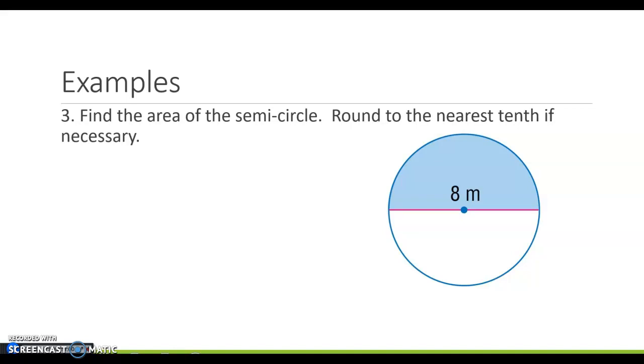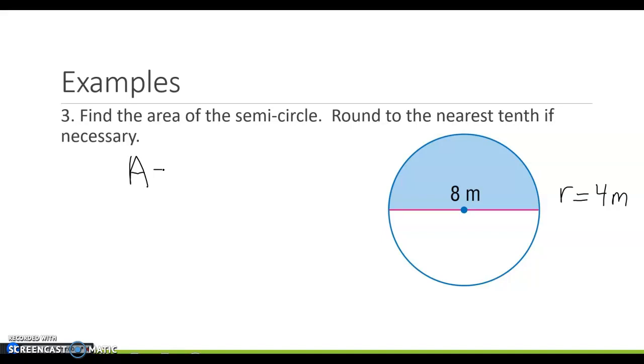So in this case, the shaded part. On this picture, since 8 is kind of in the middle here, that means my diameter, the whole way across my circle, is 8. And so the radius would be half of that. The radius would only be 4 meters. And we're going to find the area of the semicircle, or half.